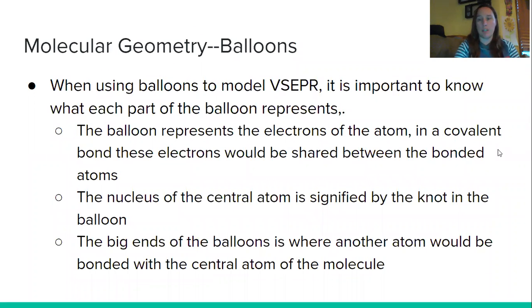So let's talk about molecular geometry in balloons. When using balloons to model VSEPR, it's important to know what each part of the balloon represents. The balloon itself represents the electrons of the atom. In a covalent bond, these electrons are shared between the bonded atoms. The nucleus of the central atom is signified by the knot of the balloon. The big ends of the balloons are where another atom would be bonded with the central atom of the molecule. So the central atom is here at the knot, another atom would be on this side of the balloon, and all in here would be the electrons of the balloon that are being shared.